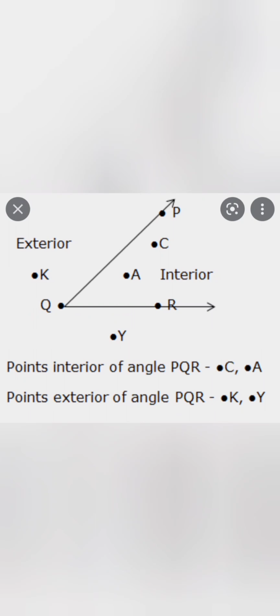Next we will see interior and exterior angles. When some points are given, they may be in the exterior or in the interior. Points that are inside the angle we call interior points. Points that are outside the angle we call exterior points. And points placed on the angle we call on the angle. The region between the rays, inside the angle, is called the interior of the angle. The region outside the arms of the angle is called the exterior of the angle.